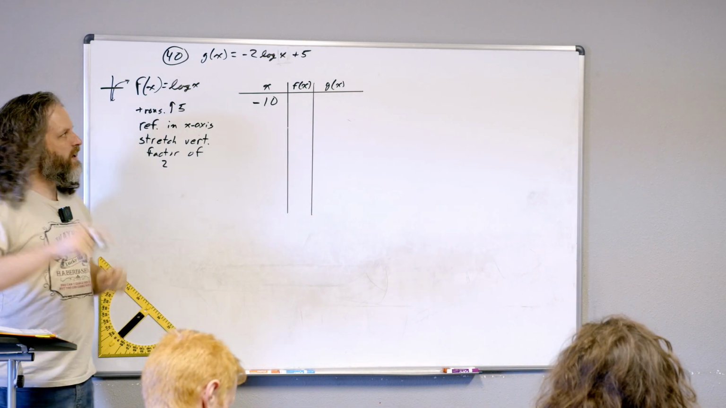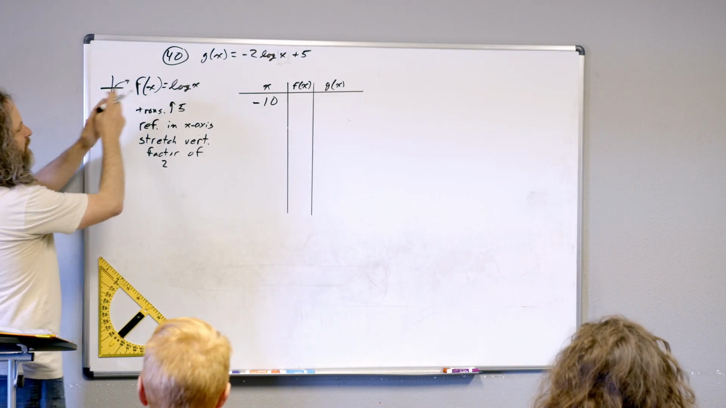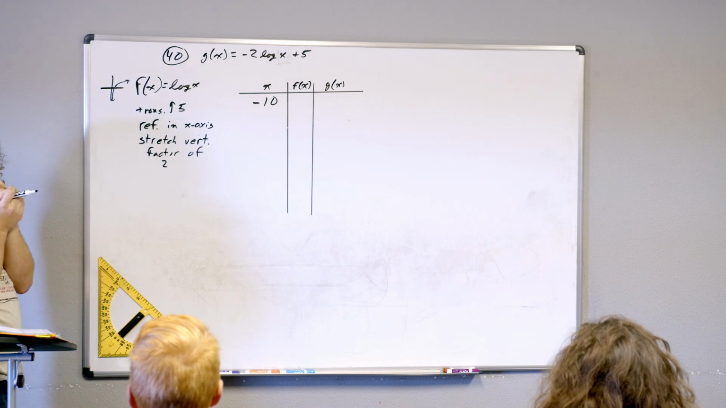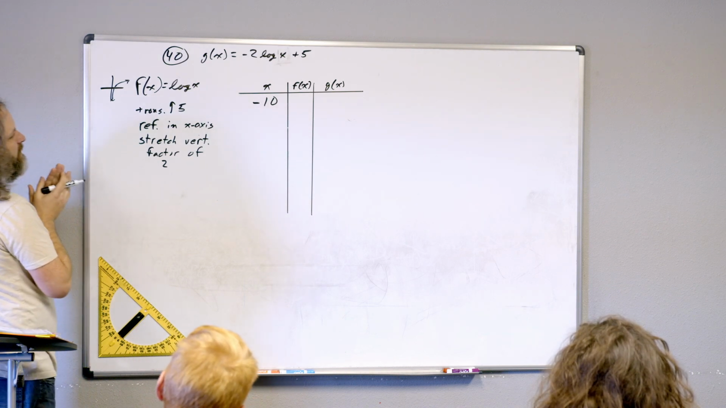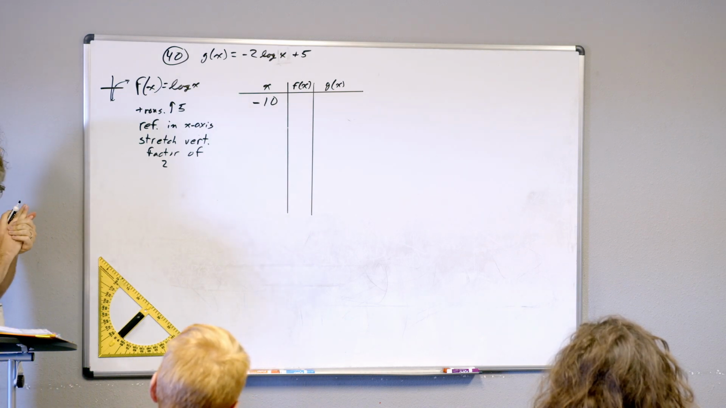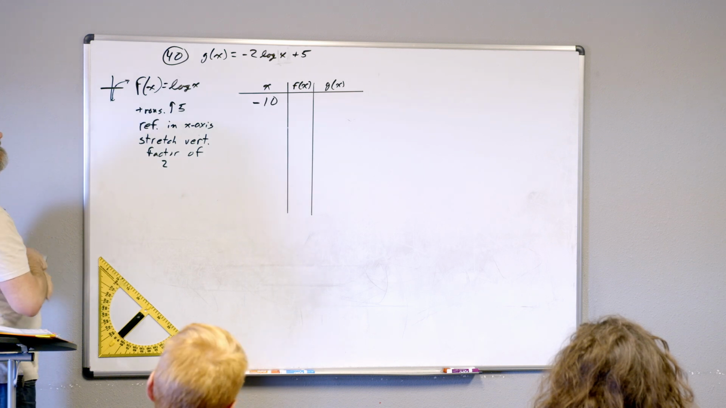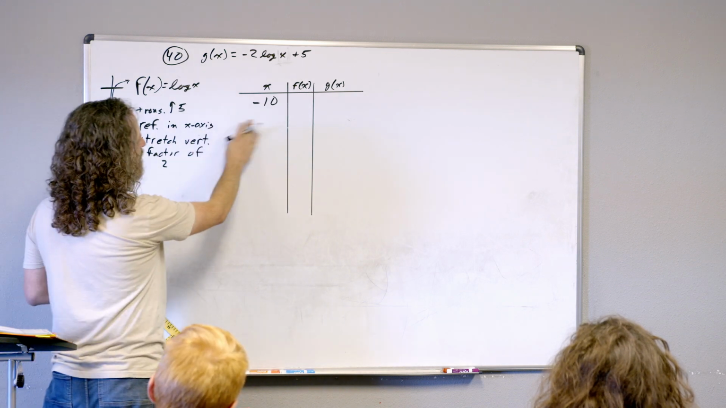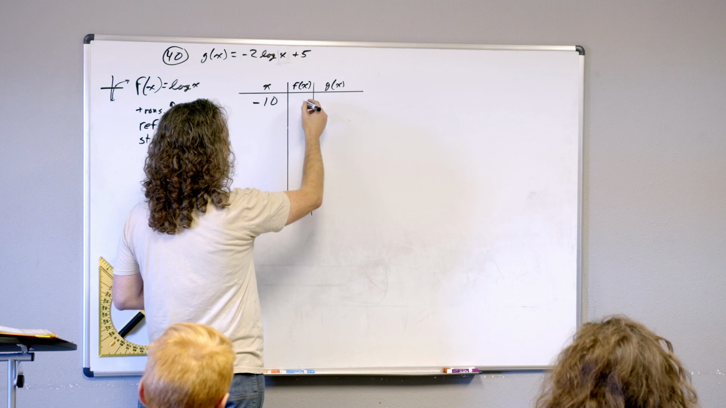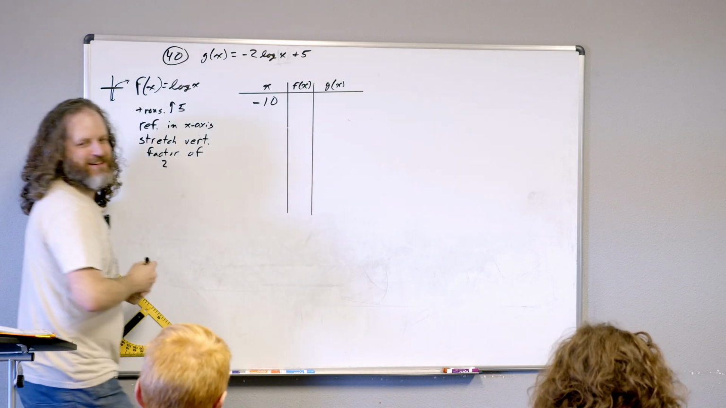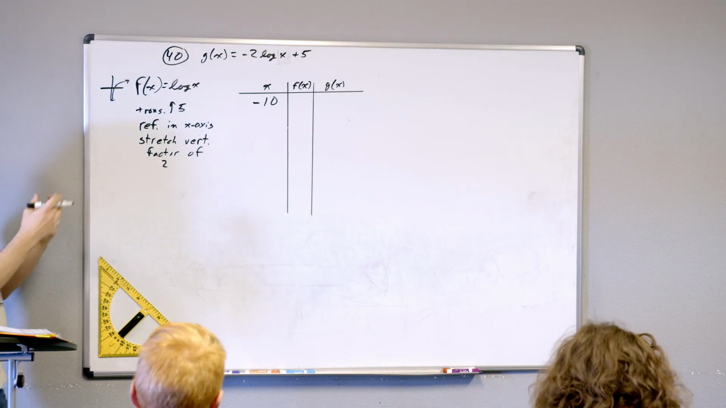Now, back to the original question. Where does this not exist? On the y-axis. Where else does it not exist? Negatives. If I put negatives, it's going to be does not exist, doesn't exist, doesn't exist, right? So we don't need negatives.